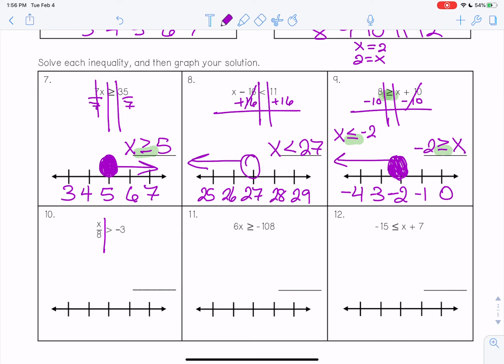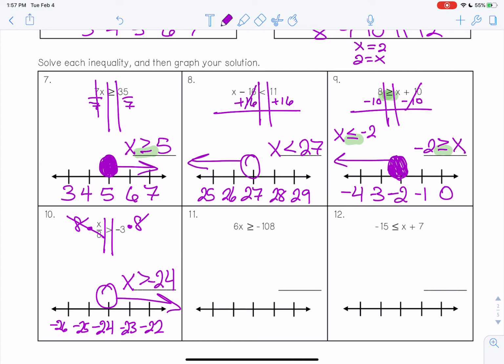10. Draw the river. This is X divided by 8, so the opposite would be to multiply both sides by 8. Okay, these cancel out, and we get X is greater than -3 times 8, which is -24. Remember, a negative times a positive is a negative. Now I'm going to graph, put a couple that are smaller, a couple that are bigger, put my bubble. There's no equal sign, so it stays open, and X is all the numbers bigger than -24. So my arrow is going to go to the right.